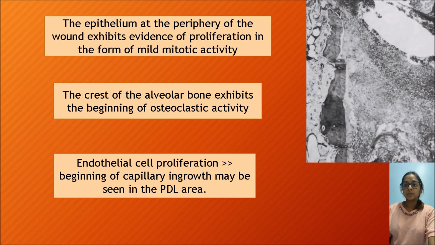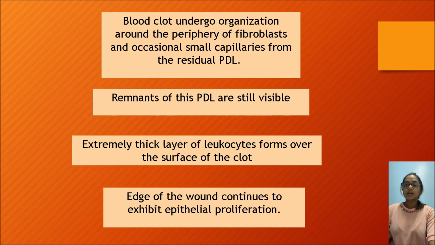The epithelium at the periphery of the wound exhibits evidence of proliferation in the form of mild mitotic activity. The crest of the alveolar bone will then exhibit the beginning of osteoclastic activity. The endothelial cell proliferation will be at the beginning of the capillary ingrowth, which may be seen in the PDL area. Now, the blood clot will undergo organization around the periphery by fibroblasts and occasional small capillaries from the residual PDL. The remnants of this PDL are still visible.